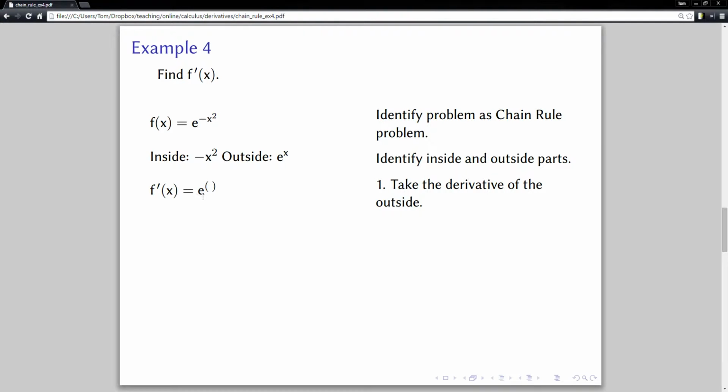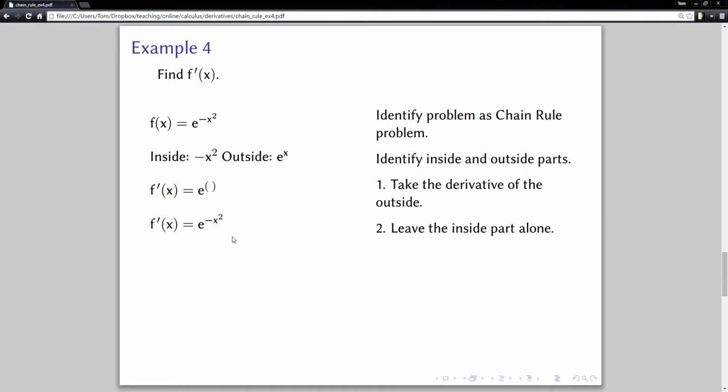You'll notice here that I didn't actually write the x, right? I just left a space in there. The reason I left the space is that's step 2 of the chain rule. Step 2 of the chain rule says leave the inside part alone. In other words, everywhere there would be an x in the derivative of the outside function, namely right here in these parentheses, I would put the inside part. So I just left that alone and put the inside part there.